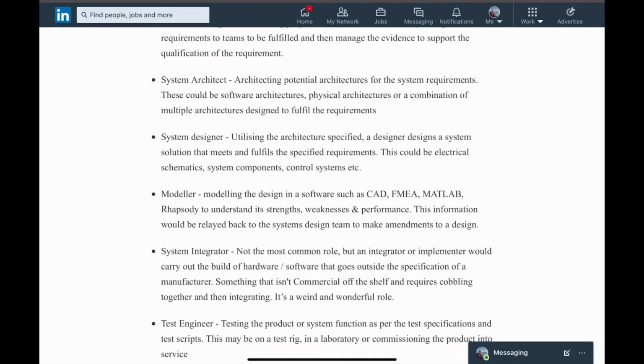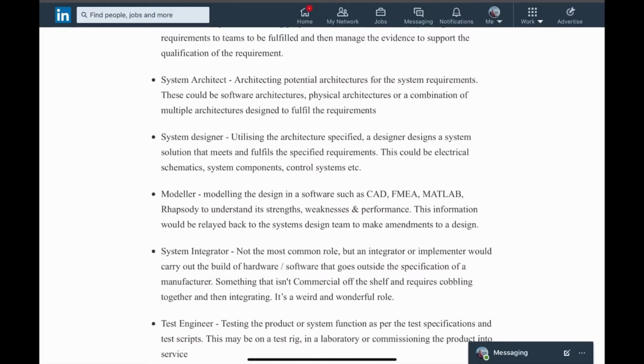Coming down from that, system designer. You could be acting as a designer of the system design that fulfills the specified requirements. This could be electrical, mechanical, stress, control systems. This is where the natural elements and the natural disciplines such as electrical, mechanical, etc. start coming in to a systems aspect.